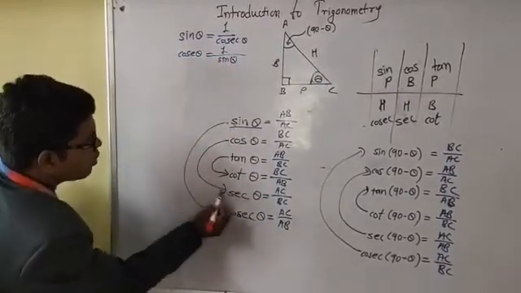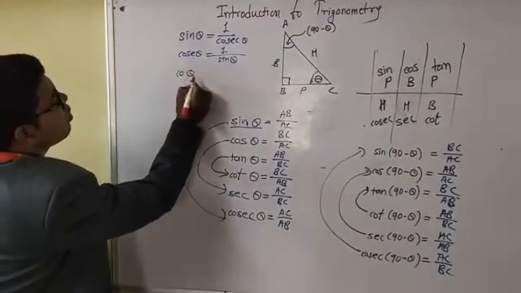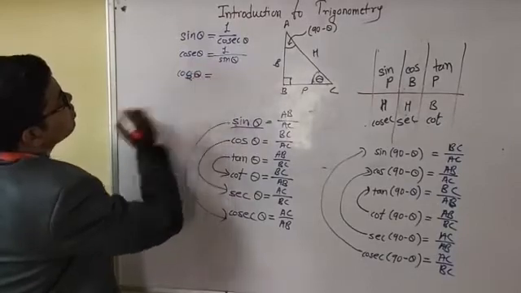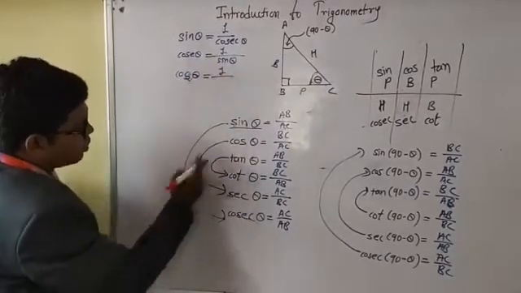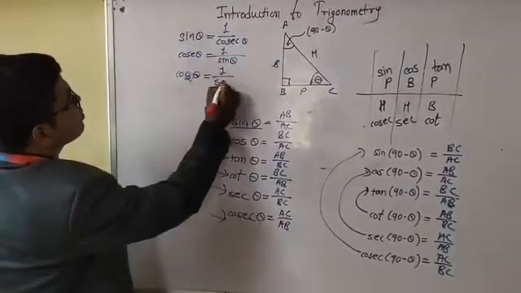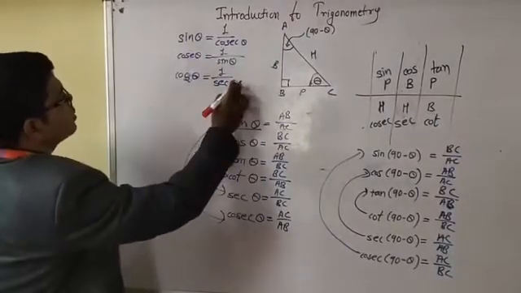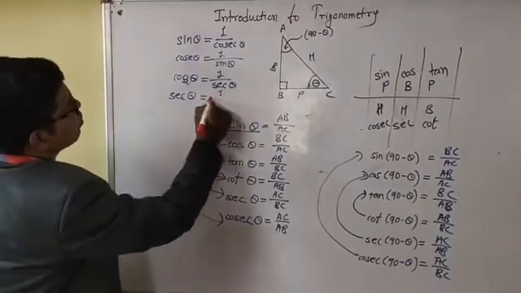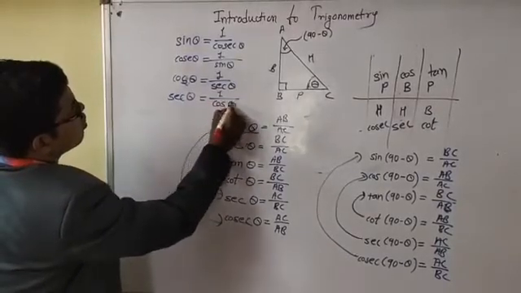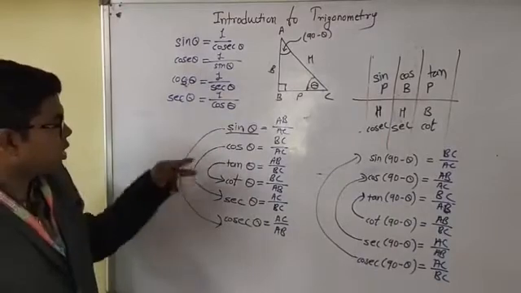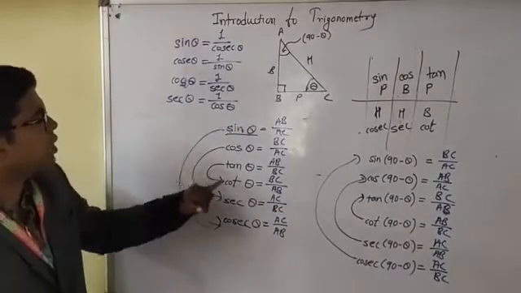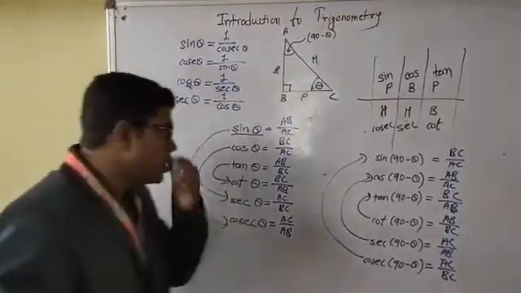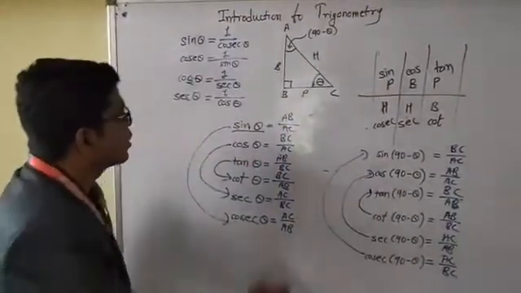Write down the relation between cos and sec. Cos theta will be equal to 1 upon sec theta, and vice versa. Sec theta will be equal to 1 upon cos theta. And the same relationship is there between tan and cot. So these are very important relationships between these ratios. One more relationship I want to explain to you.